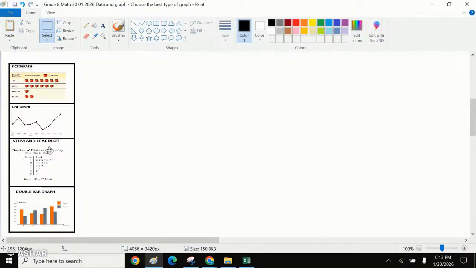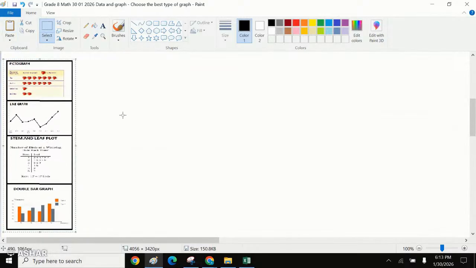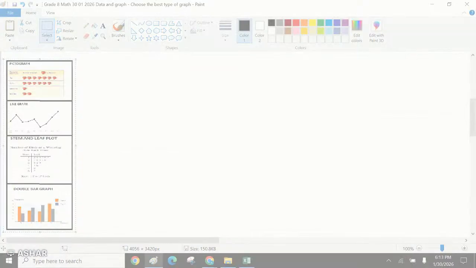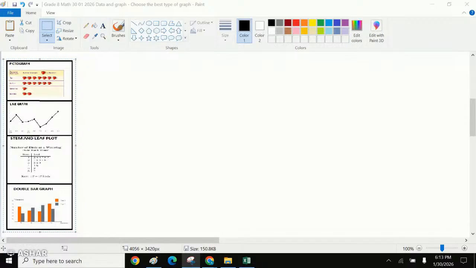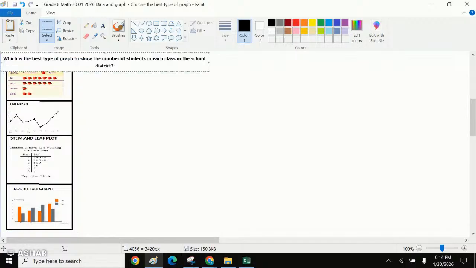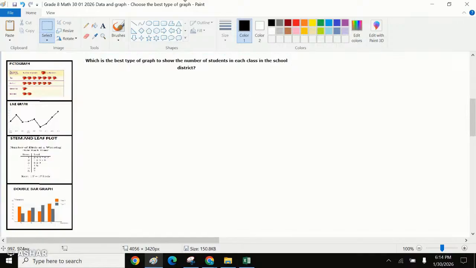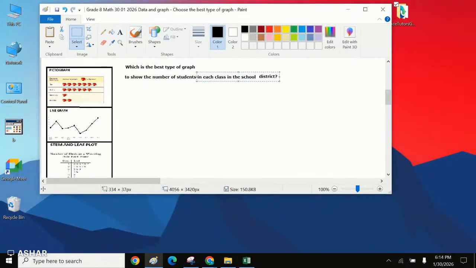Okay, for the next question, it says if these are the possibilities we have, and they are telling us which is the best type. Let me just copy this. Which is the best type of graph to show the number of schools in each district? Okay. Let's just align this first. So what we are looking at, the information over here is the number of students in each class in the school in the district.